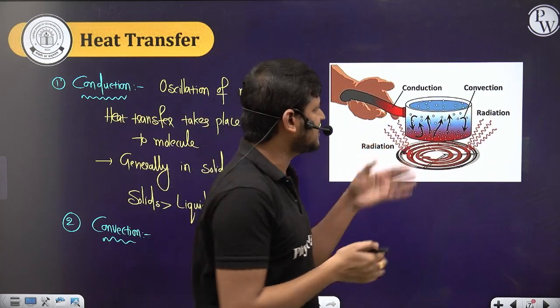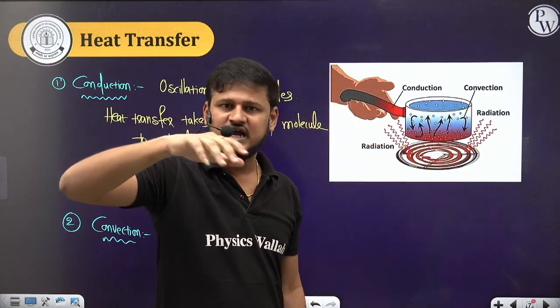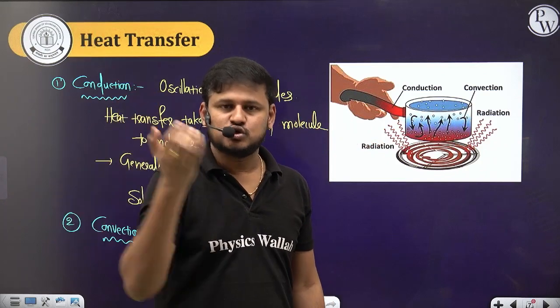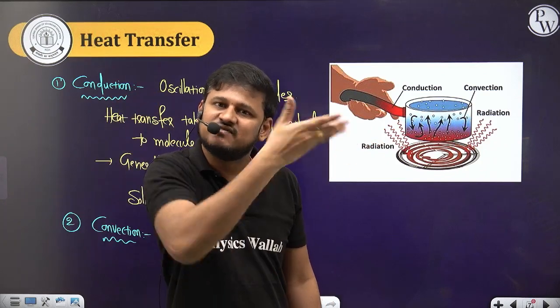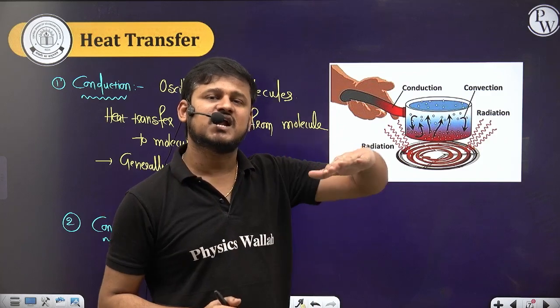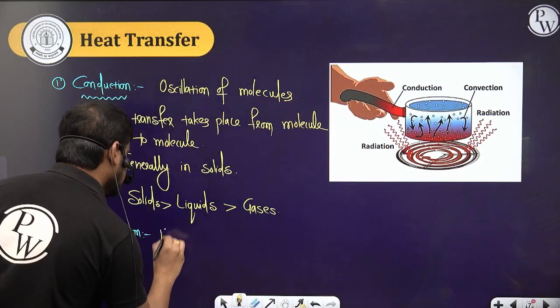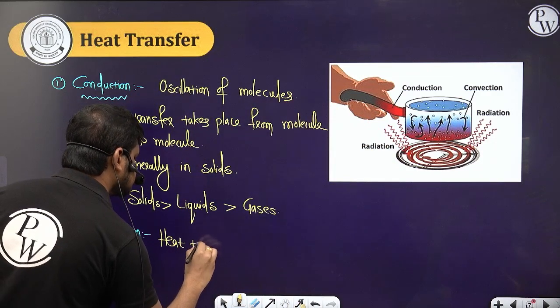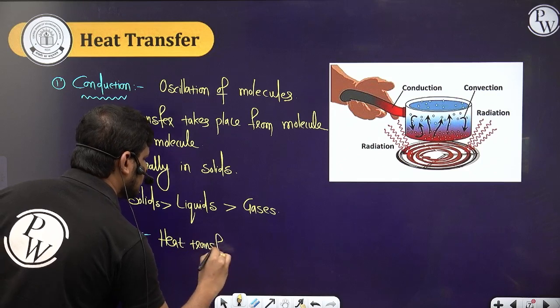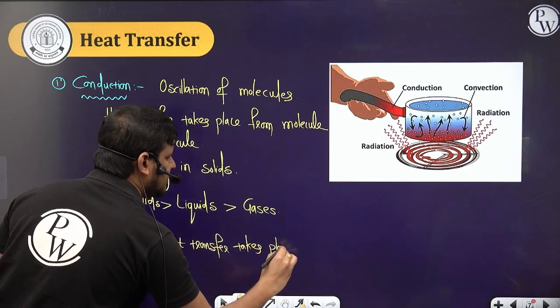Okay, so for example, this is the top layer. The top layer will take the heat and then it will move. So it will give chance to the next layer, and it will take the heat and give chance to the next layer. So like that, the heat transfer takes place layer by layer.